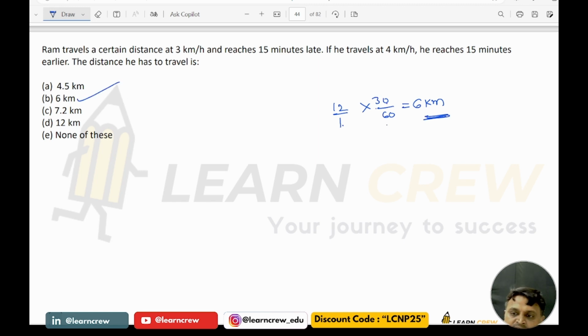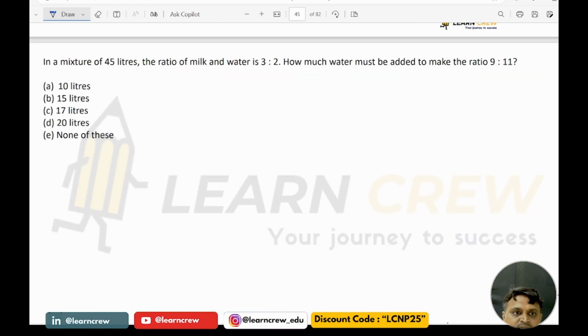Next, in a mixture of 45 liters, the ratio of milk and water is 3:2. 5 parts is 45, 3 parts is 27, 2 parts is 18. How much water must be added so that the ratio becomes 9:11? 9 parts is 27, 9 into 3, so 11 parts is 33. So x is 15. So the answer is 15. Option B.